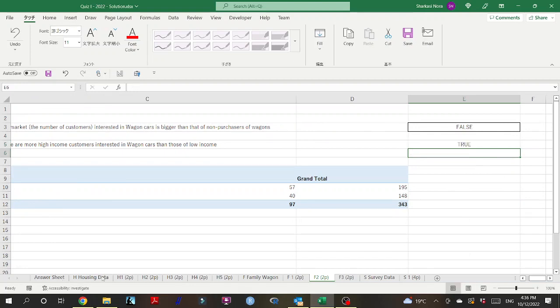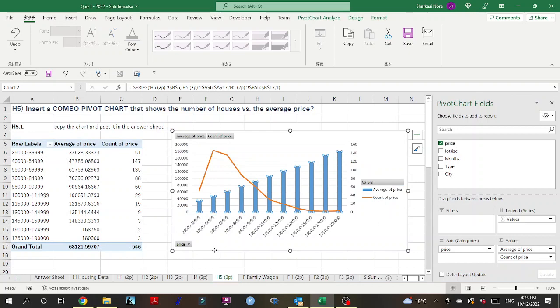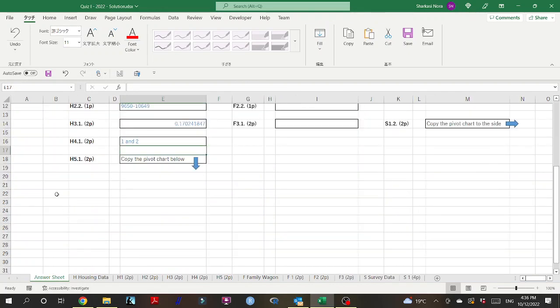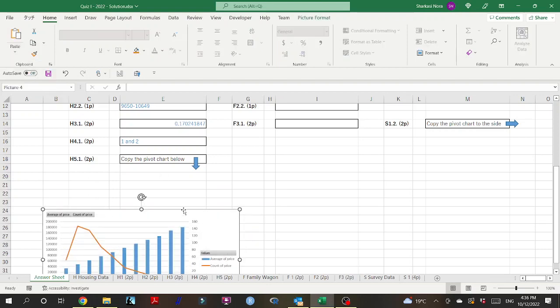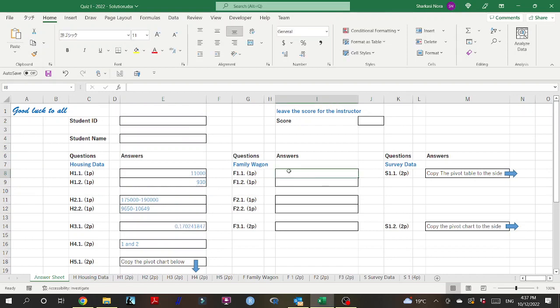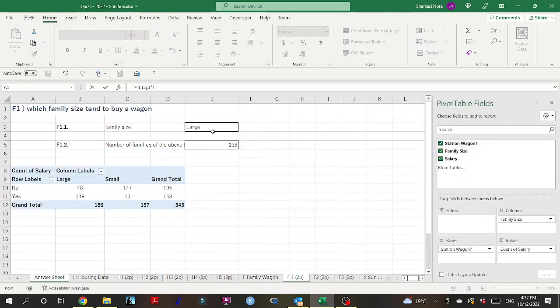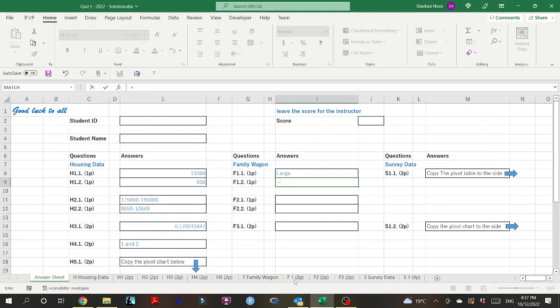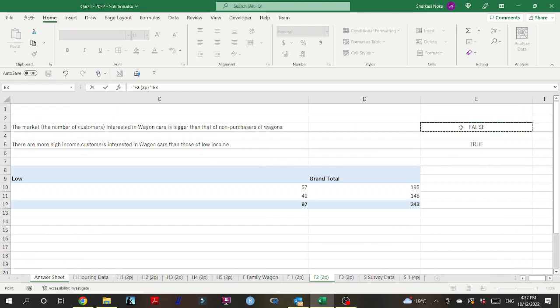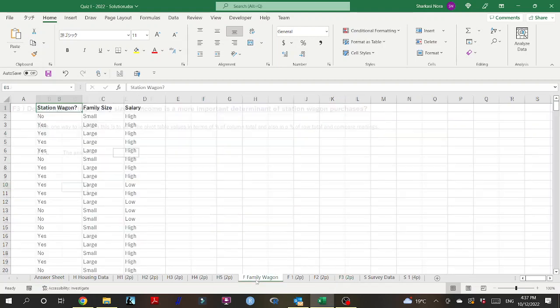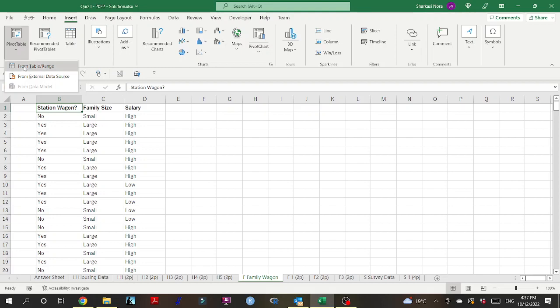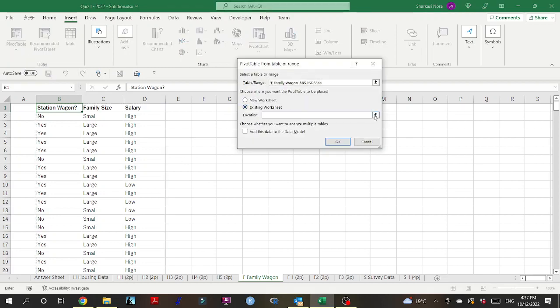All right, let's see. For this question, I needed to copy this and paste it here. As I told you in class, please use it as an image, and here we go. Now, the wagon question. This is false. This is true. And then over here, insert pivot table, existing worksheet.